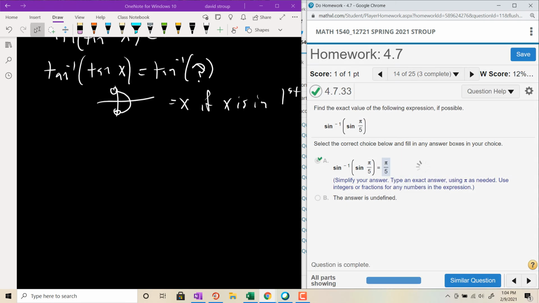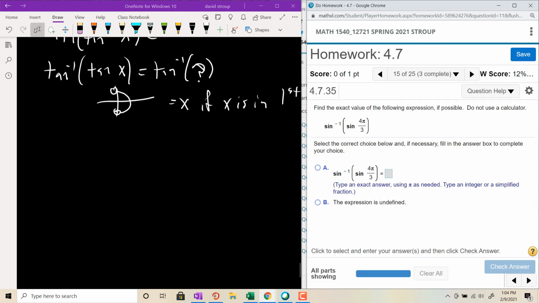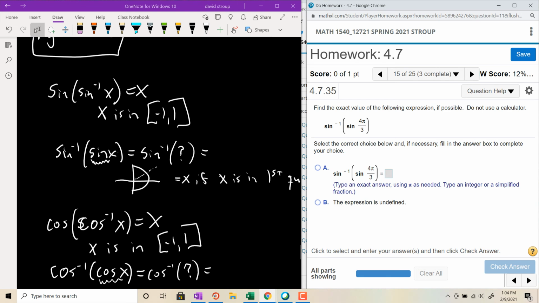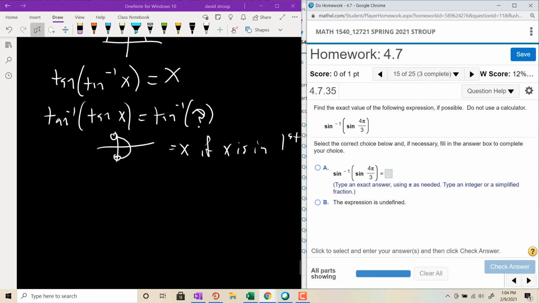And we should be able to get them all correct now using that algorithm. Okay, so where are we? Sine inverse of sine of 4 pi over 3. So 4 pi over 3 is not in the first quadrant, so I'm going to have to do this one in pieces, right?